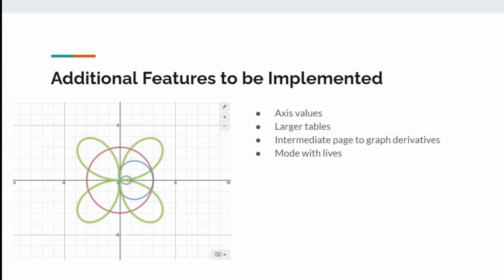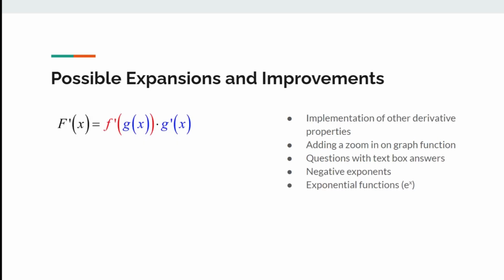The first of these would be to add access values to our graphs, similar to graphing software such as Desmos and Wolfram Alpha. In addition to this, we would make our graphs and tables larger in the hints page and the derivatives page. An intermediate page would also be added so that users can know whether or not they got the question right or wrong, because currently it simply skips to the next question without providing any feedback to the user. Finally, we'd hope to implement another game mode where instead of tracking the number of questions done correctly or incorrectly, there would be a combo meter with lives to be added.